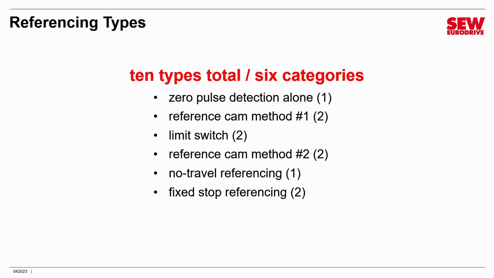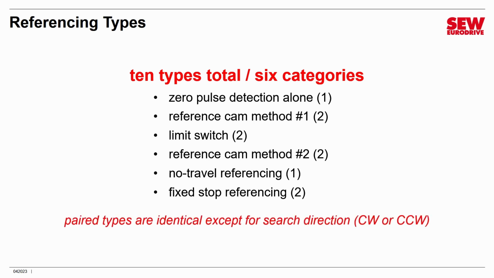There's another reference cam method, a pair of those. There's what's called no travel referencing, just one there, and then something called fixed stop referencing. Those are 2. Now you may wonder, why are there so many pairs? Well, there's no mystery about that. The paired types are identical except for the search direction. In other words, whether the motor turns clockwise or counterclockwise as it's seeking out the reference sensor. That's why there's so many pairs.